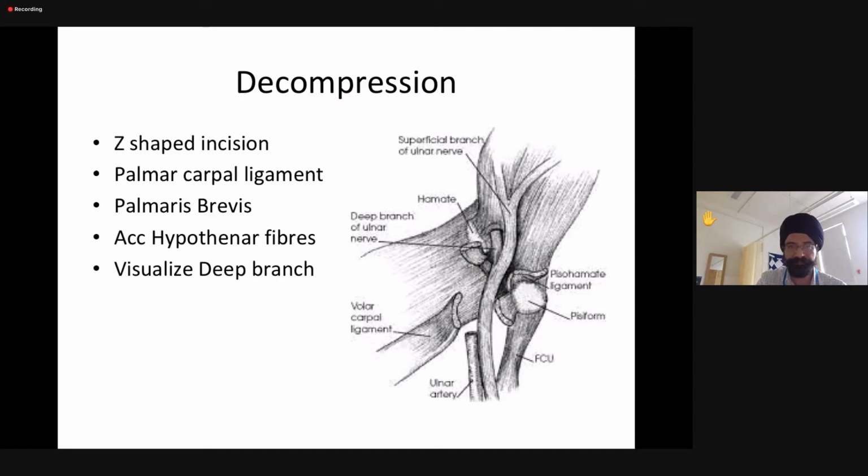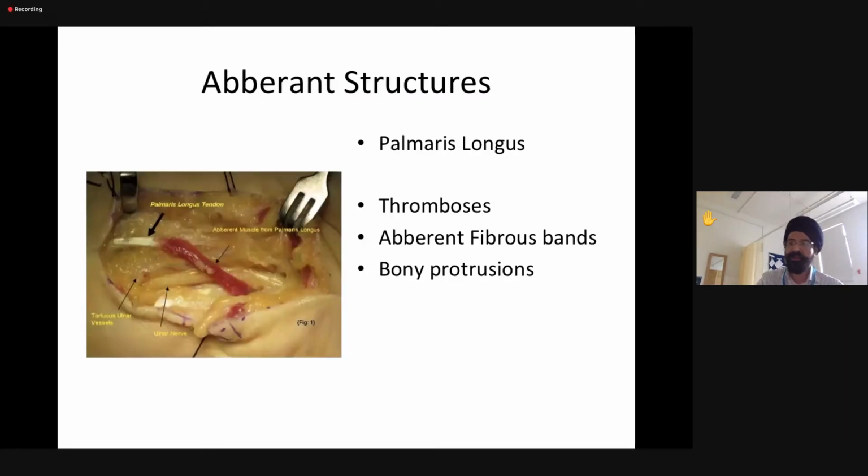symptoms. So the surgeon should inspect for any masses, any thrombus, any aberrant fibrous bands, or any bony protrusions which can cause compression. Ganglion cysts, if there are any, should be exposed, and all articular extensions should be resected.